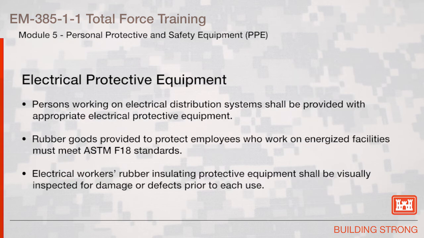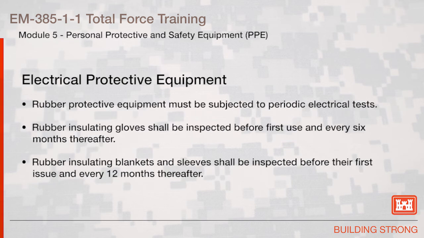Persons working on electrical distribution systems shall be provided with appropriate electrical protective equipment. Rubber goods provided to protect employees who work on energized facilities must meet ASTM F18 standards. Electrical workers' rubber insulating protective equipment shall be visually inspected for damage or defects prior to each use. Rubber protective equipment must be subjected to periodic electrical tests.